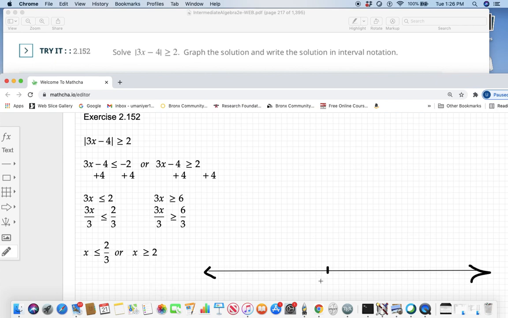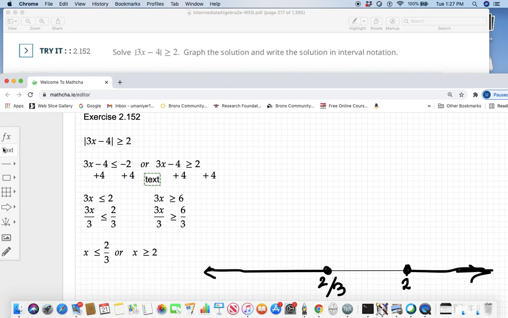2/3 is somewhere here. 2 is somewhere here. Is 2/3 included? Yes, that equal tells me included. Is 2 included? Yes, that equal tells me included. X is less equals 2/3. Less equals means to the left of it. Or x is greater equals 2. So that's your graph.